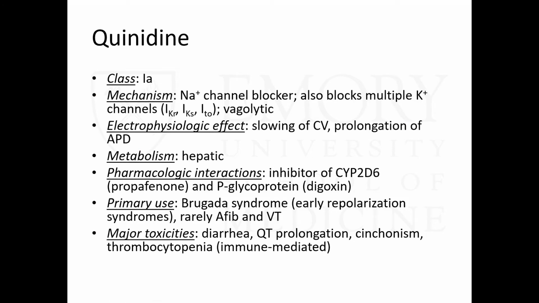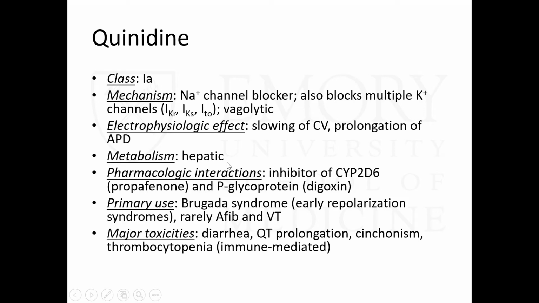The reason I put them on here is that they do have some specific usages, which are pretty important to know, particularly for the boards. And some of them have very specific toxicities that are also important to remember for the boards. But the first class 1A is quinidine. As you can see, it's got multiple actions, primarily a sodium channel blocker, which is why it gets clustered in with the class 1s. But it does also block potassium channels, so it can also prolong the QT interval.